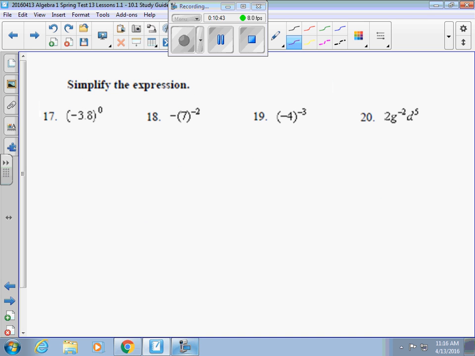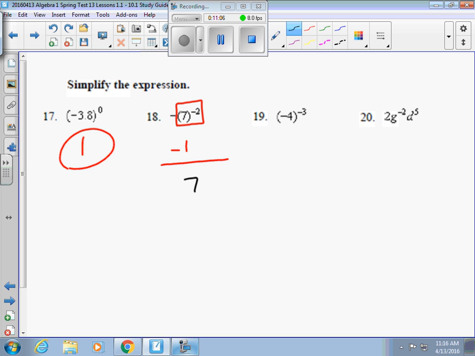Number 17 says simplify this equation. Negative 3.8 to the 0 power. Remember, anything to the 0 power is 1. Negative 7 to the negative 2 power. This is being raised to the negative 2 power, not negative out front. Therefore, negative 1 is going to stay on top.